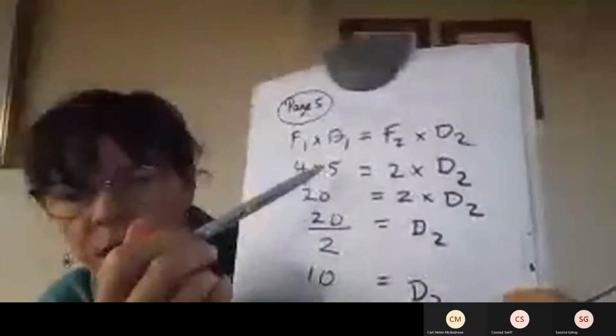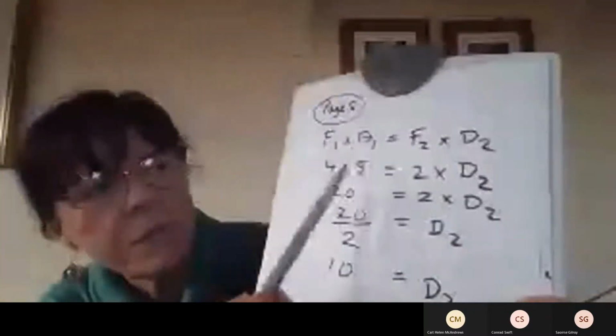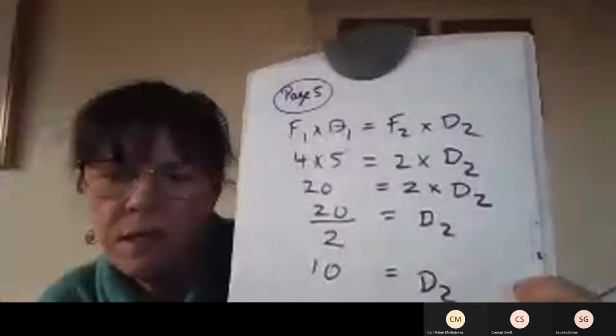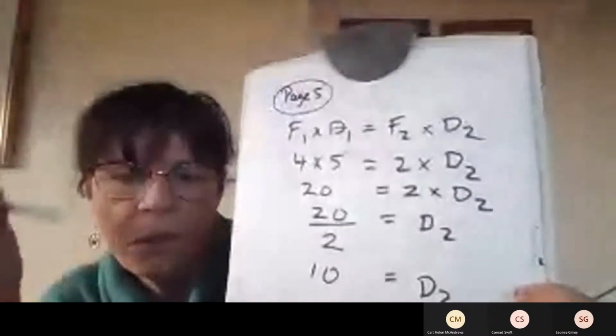And you could have done that up here. 4 times 5 is 20. What times 2 would give you 20 is 10. But they're not always as handy numbers as that. So you have to be able to do the working out. I know this is quite difficult for year 9, but it's nice to get something a wee bit challenging during lockdown.